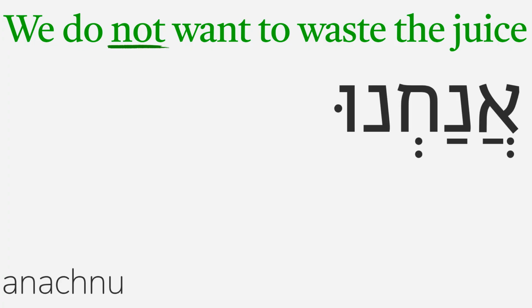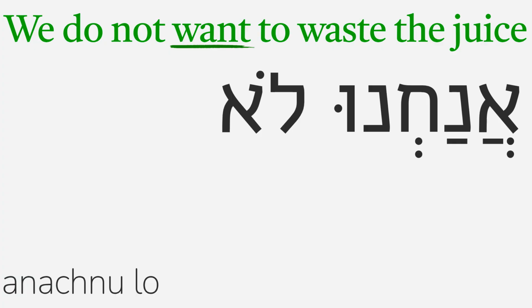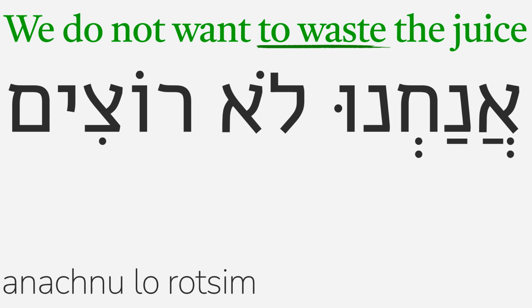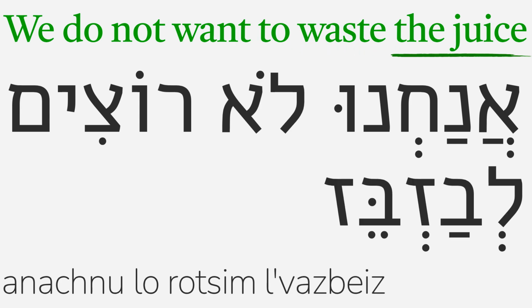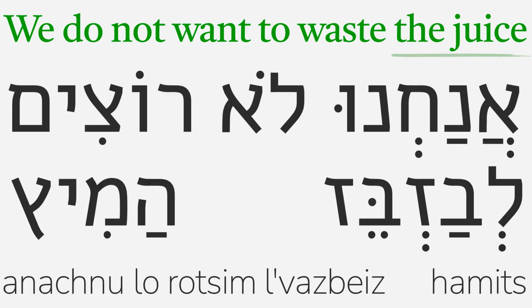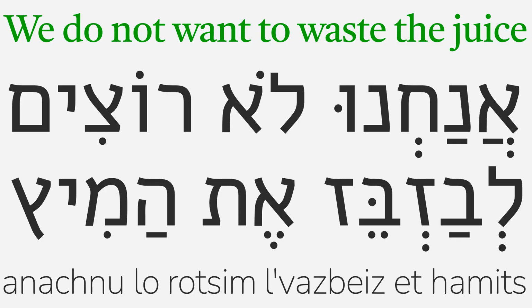Let's say we do not want to waste the juice. We is anachnu, not is lo, and want can be the masculine plural form of the kal present tense, rotzim. To waste is levazbez, and the juice is hamitz. Hamitz is the definite direct object of the verb levazbez, so the definite direct object marker et goes before it. Anachnu lo rotzim levazbez et hamitz. We do not want to waste the juice.